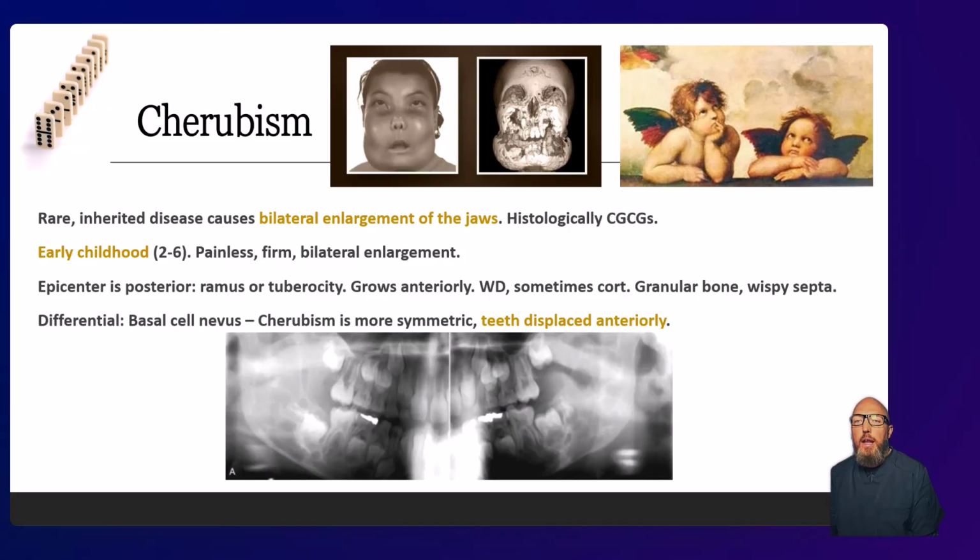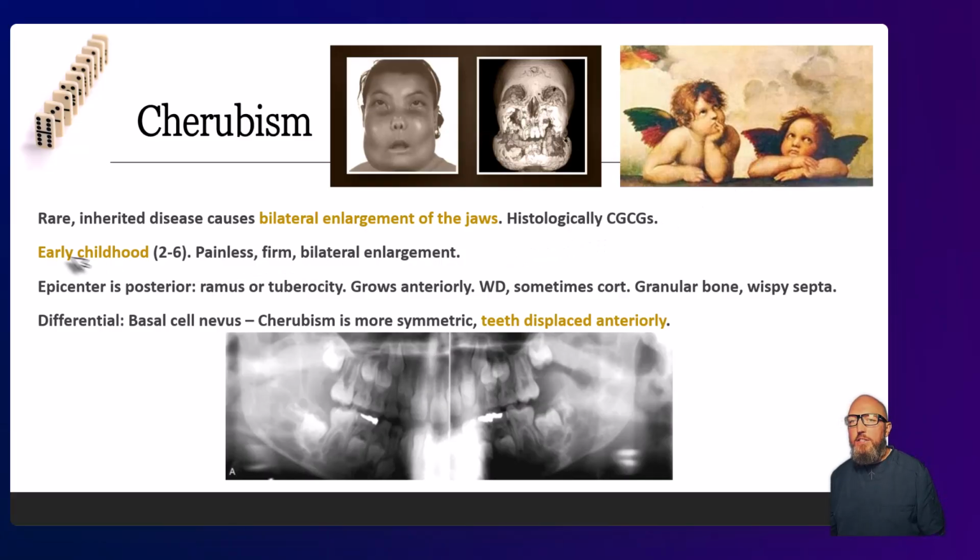This is a rare inherited condition causing bilateral enlargement of the jaws. Histologically, these are giant cell granulomas, which is a nice callback to our MACHO acronym. It occurs in early childhood, 2 to 6, so usually a little bit earlier than basal cell nevoid, although of course there could be overlap there. Painless bilateral swelling. It gets its name because with this jaw swelling, both the mandible and the maxilla, it causes this kind of upward tilting appearance of the eyes, which makes them look like these old paintings of cherubs.